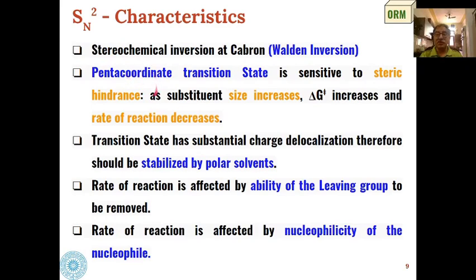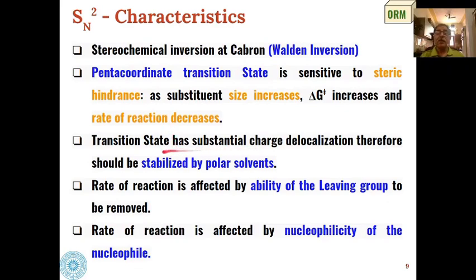This transition state is sensitive to the steric hindrance present in the substrate molecule. So as the steric hindrance increases, it will be difficult for the nucleophile to attack from the backside of the molecule, and because of that the delta G will increase, hence the rate of reaction will decrease. So the higher the steric hindrance, the lower will be the rate of the SN2 type of reaction.